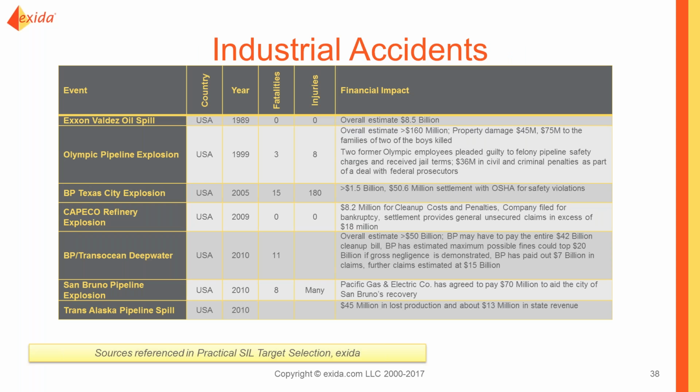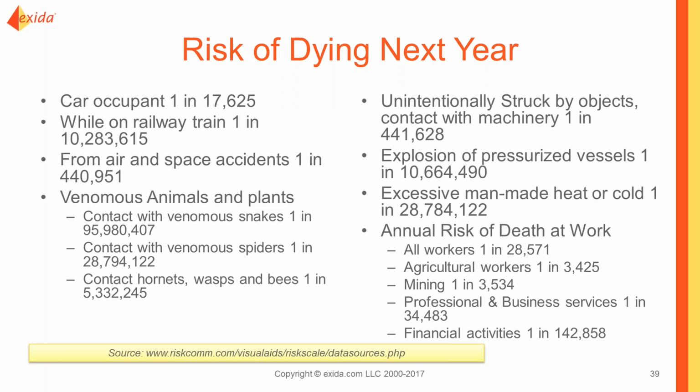We can look at industry accidents to see how bad certain things could be. These happen to be process industry, but they tend to be bigger and have kind of more dramatic accidents. We can look at general statistics as to risks of dying or risks of other things happening.